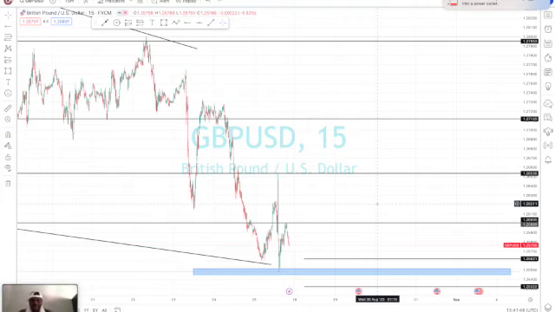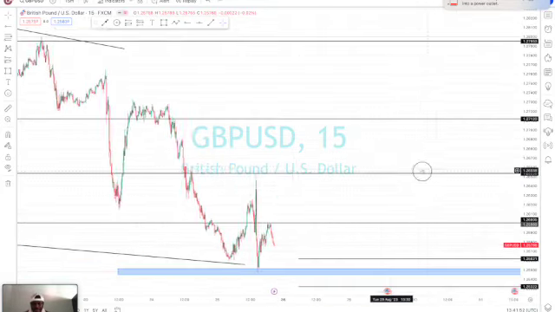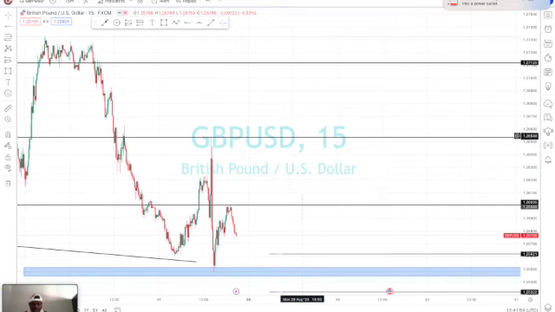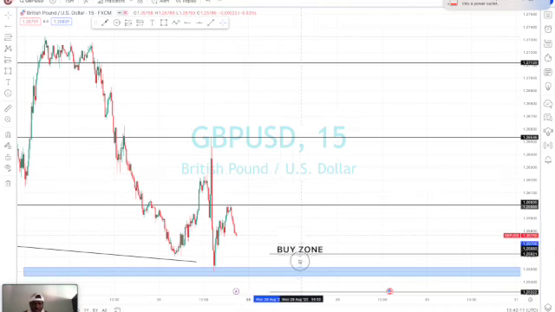So as you can see, guys, let me zoom out so that we'll be able to see everything clearly. So right now, let me write everything out where we have our entry. Like I said, I'm going to be looking for buying. So let me say buy zone. So here we have our buy zone here. Our buy zone is right here, or I can bring it down a little bit.